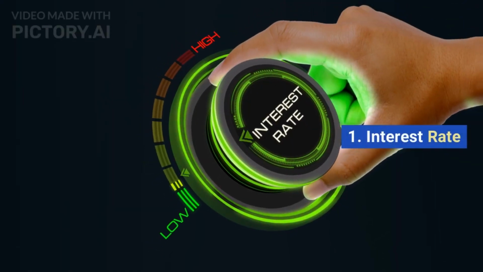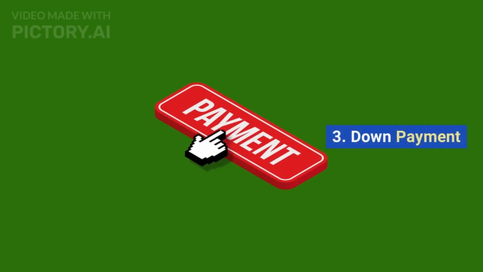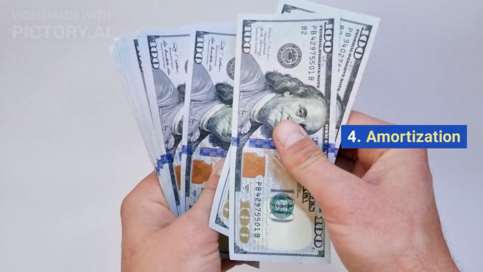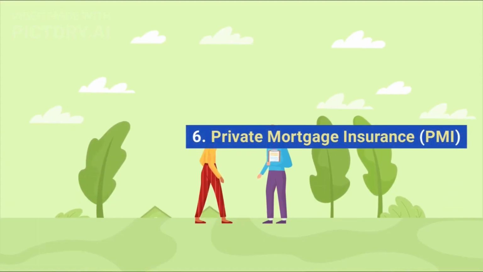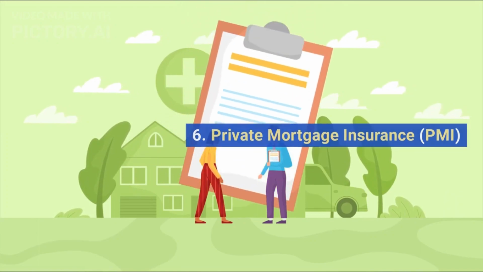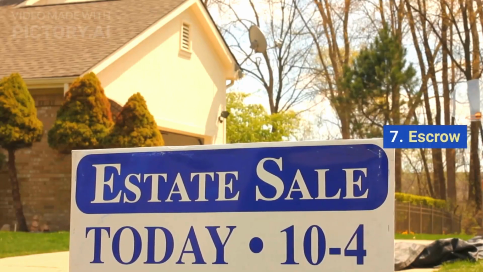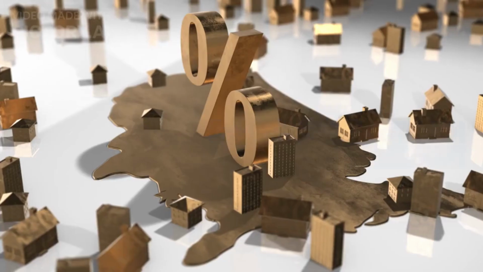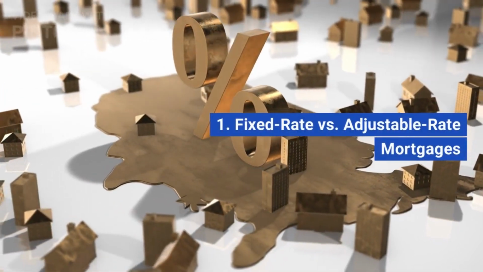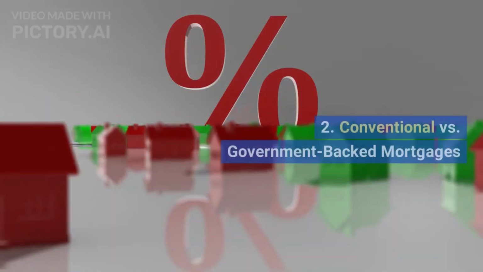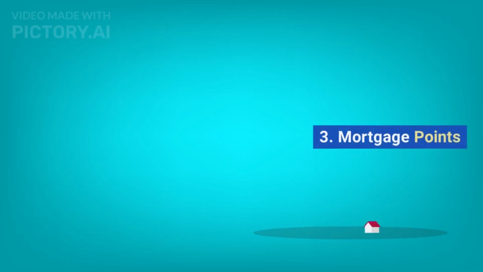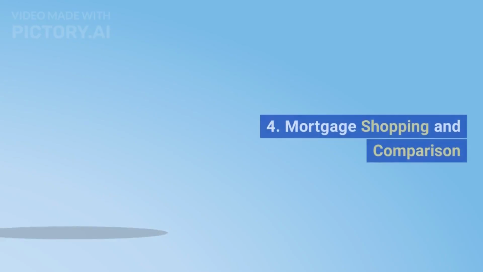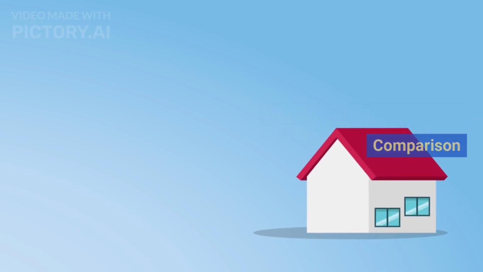Mortgage terms and concepts: 1. Interest rate. 2. Principal. 3. Down payment. 4. Amortization. 5. Loan term. 6. Private mortgage insurance, PMI. 7. Escrow. Choosing a mortgage: 1. Fixed rate versus adjustable rate mortgages. 2. Conventional versus government-backed mortgages. 3. Mortgage points. 4. Mortgage shopping and comparison.